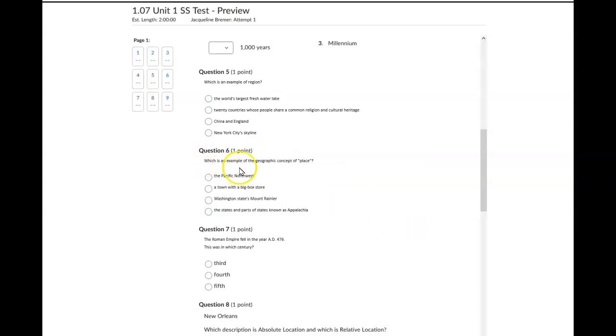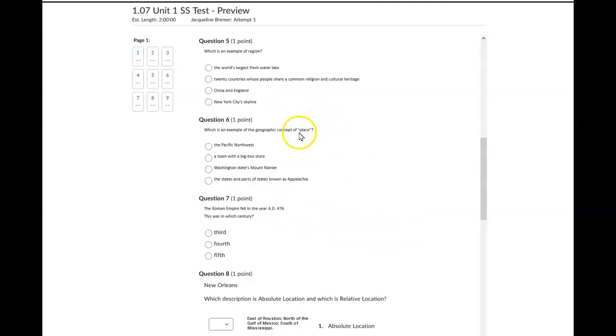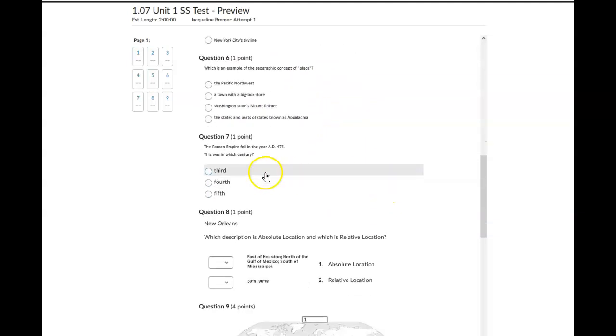Which is an example of the geographic concept of place? The Pacific Northwest, a town with a big box store, Washington State's Mount Rainier, the states and parts of states known as Appalachia. So place, what's place?